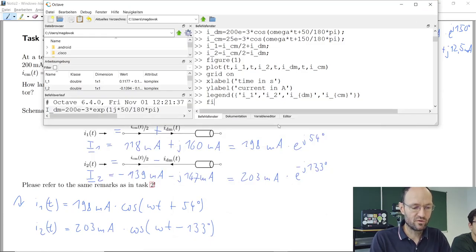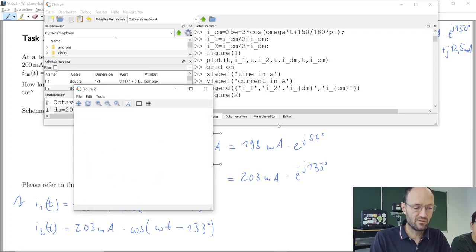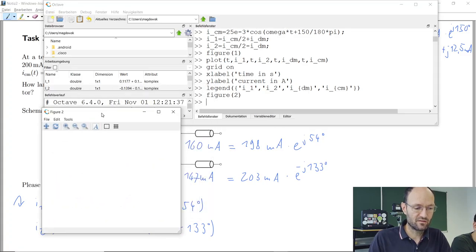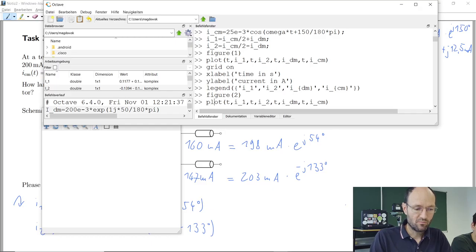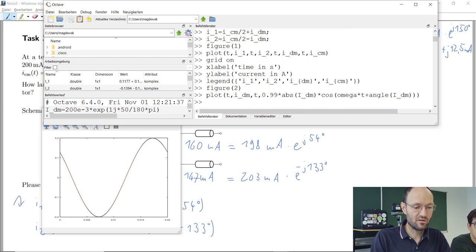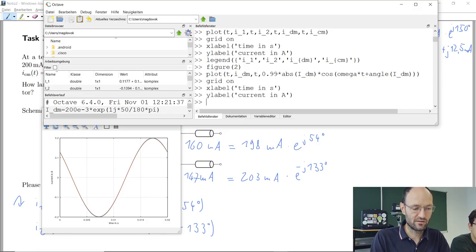And so now if we do the same as before, just to check our results, and have a second figure, and inside the second figure plot the differential mode current directly calculated in time domain and calculated from the frequency domain, and this should be exact. So then we see, okay, we once again get two very similar curves, and I can just add our labels here.